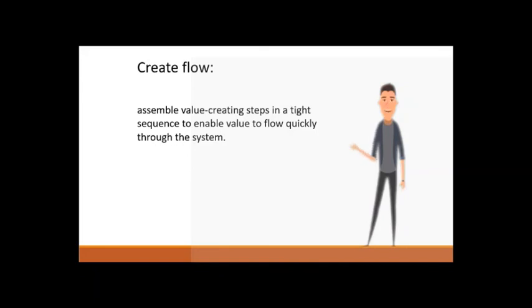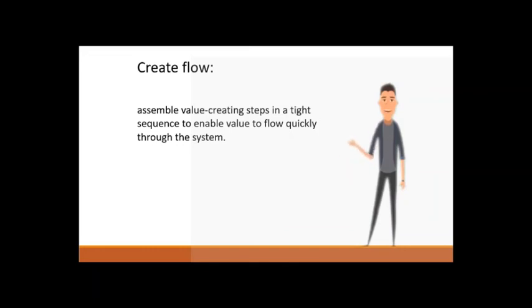Ang pangatlong key principles ng lean innovation is creating flow. Creating flow is assembly value creating steps in a tight sequence to enable value to flow quickly through the system. Create flow naman, ito ang dali kung paano uunlad ang trabaho sa pamamagitan ng isang sistema. Kapag maayos ang isang sistema, masasabi mo itong mayroong mabuting daloy. Halimbawa nito ay vision ng company. Pag ang vision ay maganda at sinusunod ito ng mga employee, maganda din ang magiging resulta. Also, magiging successful din ang business mo.